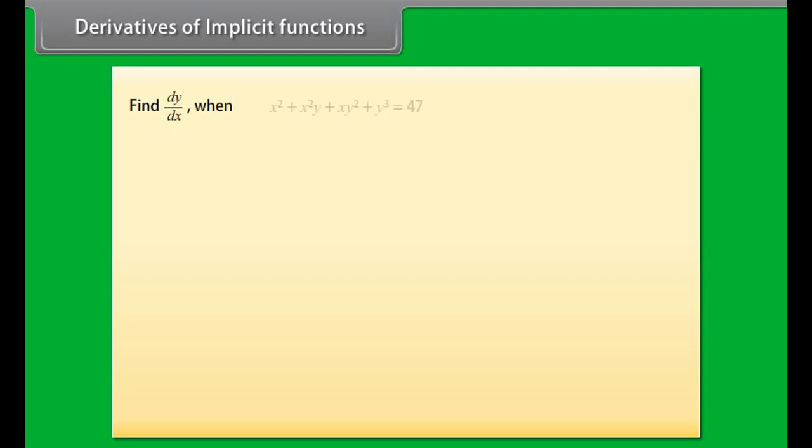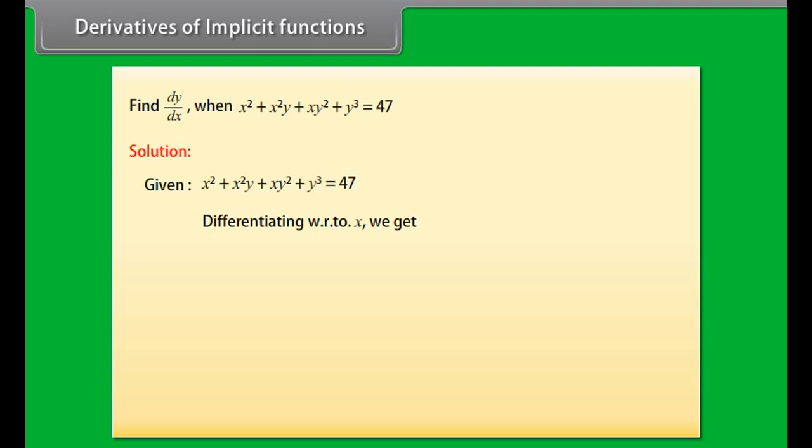Derivative of implicit functions. Find dy by dx when x square plus x square y plus x y square plus y cube is equal to 47. Solution: given x square plus x square into y plus x into y square plus y cube is equal to 47. Differentiating with respect to x, we get 2x plus 2xy plus x square into dy by dx plus y square plus x into 2y dy by dx plus 3 into y square dy by dx is equal to 0.